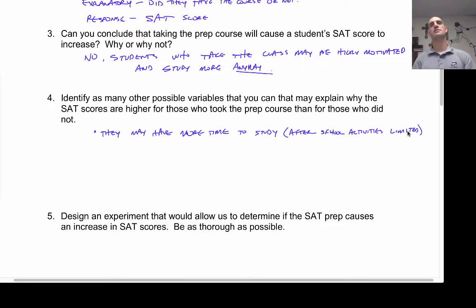Again, not to say that maybe they skipped rehearsal or practice or their job to go to this, but there's a limiting factor here, right? The class was at a certain time. Secondly, they have a ride home, right? So they've got a ride home. They don't have to take the bus. They don't have to leave right after school. They can stay around. These are limiting factors. These are just factors that could explain why.